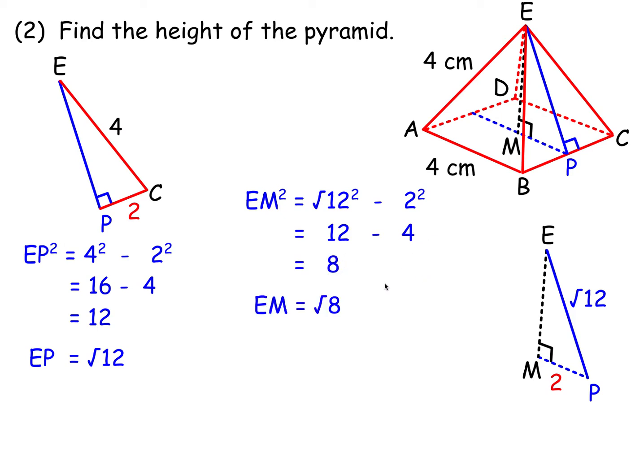You can leave it like that as an exact answer, square root 8, or in the calculator, write the answer down, round it off as appropriate. EM's 2.8. Now that's the best way to do this question. I'm going to show you another method which is not as good but still works.